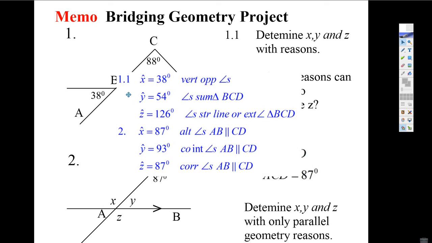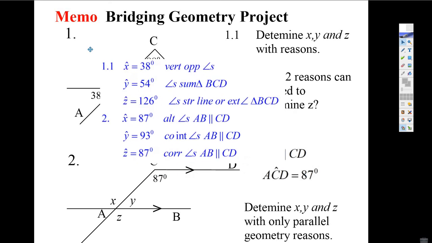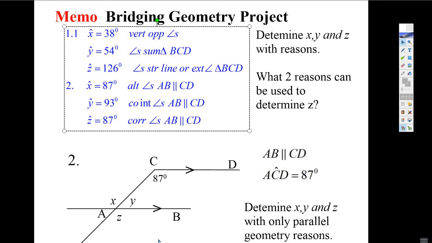Now let's take a look at the next question, which is the parallel line reason. We've got AB and CD, two lines that are parallel to each other. We've got a line AC that cuts across them like this, and we have angle ACD, which is given as 87 degrees. Now we're going to find x, y, and z, but we're only going to use parallel line reasons.